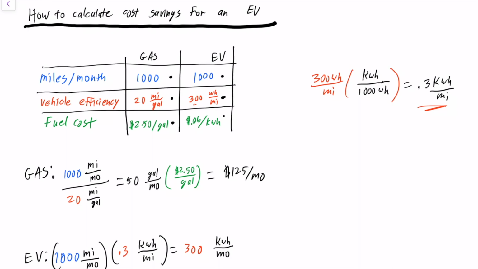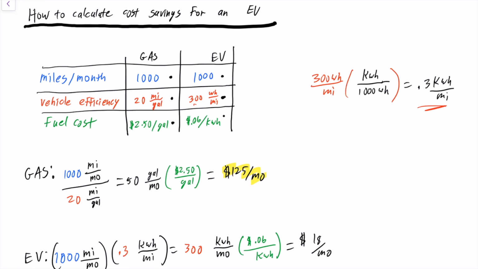Now, once again, we just need to convert that into a cost, and so we'll multiply by our cost of electricity, which in this case is 6 cents per kilowatt hour. And if we do that math, we will see that we will be paying only $18 per month for our electric vehicle. So how much can you save?